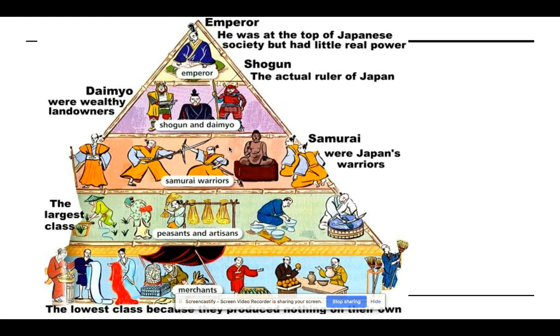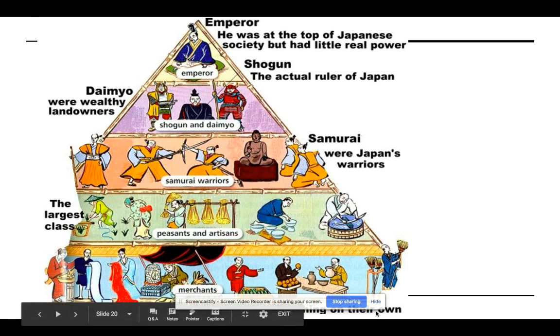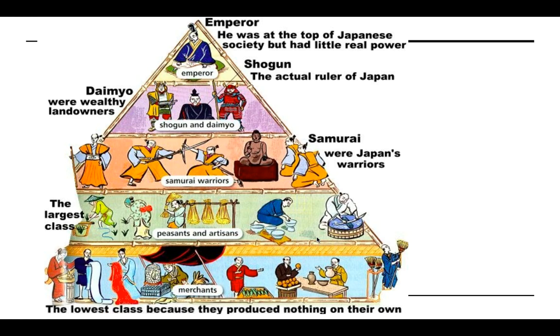Right underneath them, you'd have the samurai warriors. So very similar to feudalism, where remember you would have the nobility, then you would have the knights that would protect the nobility, right? Then last but not least, you'd have the largest class, the merchant class. It's important to remember that they were seen as a lower class simply because they relied on trade, which meant that they did not produce anything on their own. They relied on the success of others.